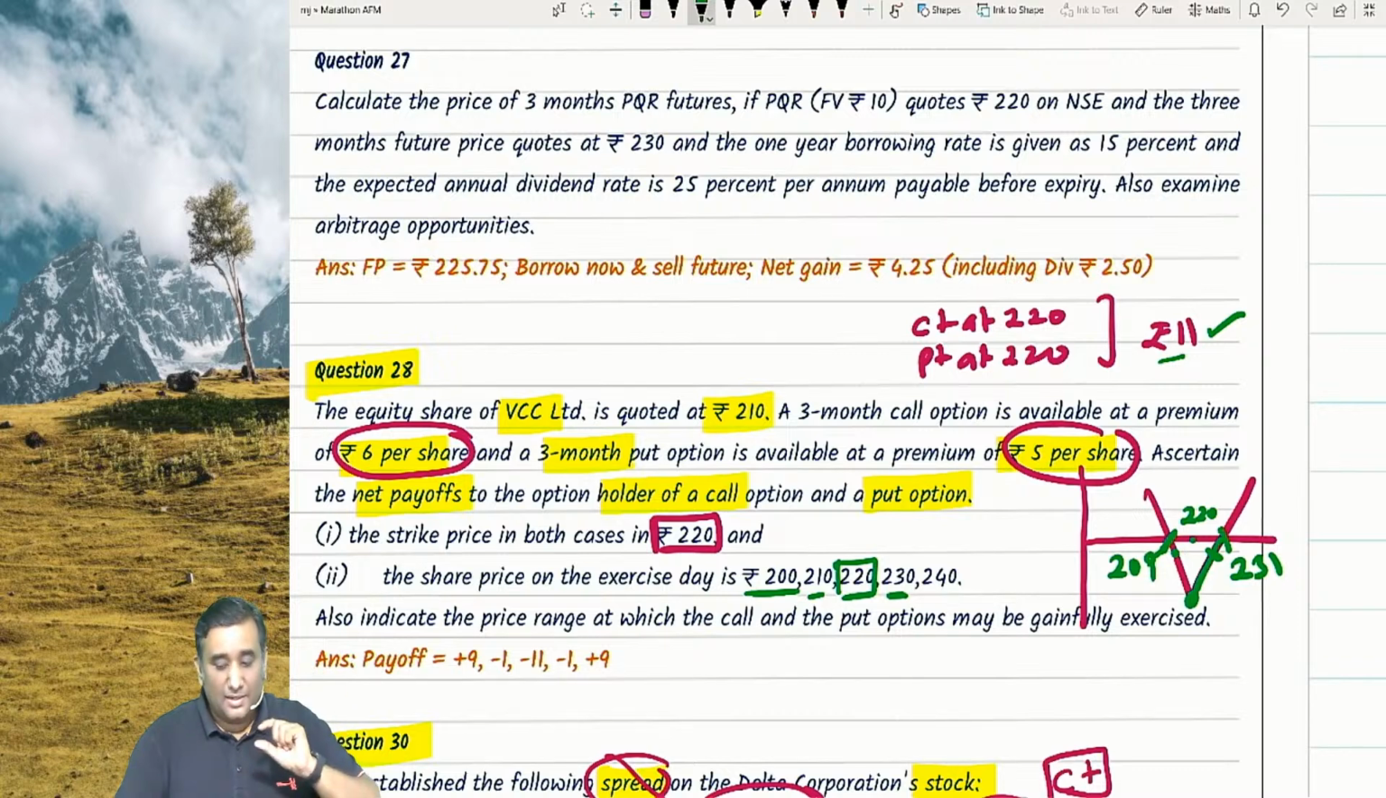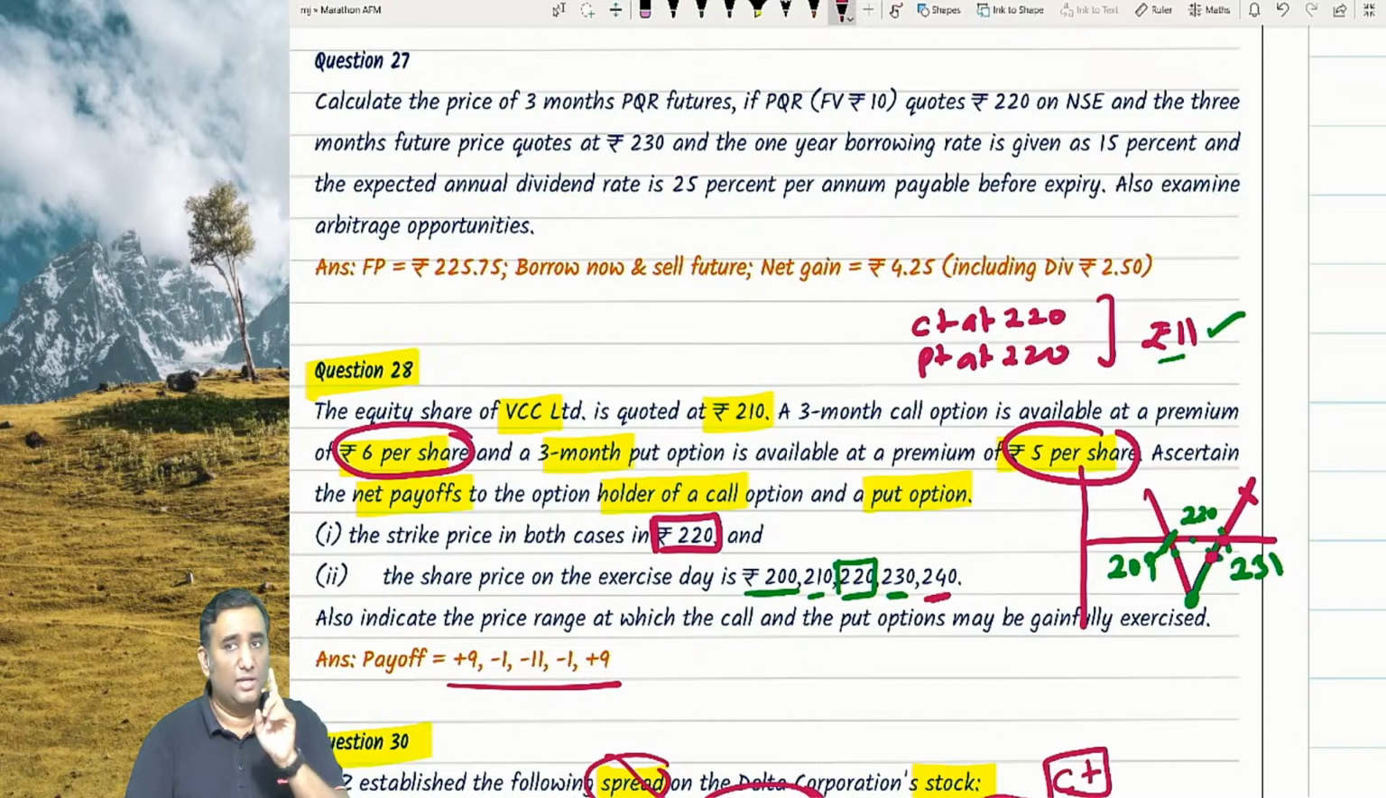That means basically 220 to 230 call will give me 10 rupees gross profit, 11 I paid, 1 rupee loss, or simply I can say between 231 and 230 there is only 1 rupee loss which comes out. 240 is how much above here? 9. How much profit? 9 rupees profit comes. Now exam answer, this is the answer. How do you present in the exam, sir?